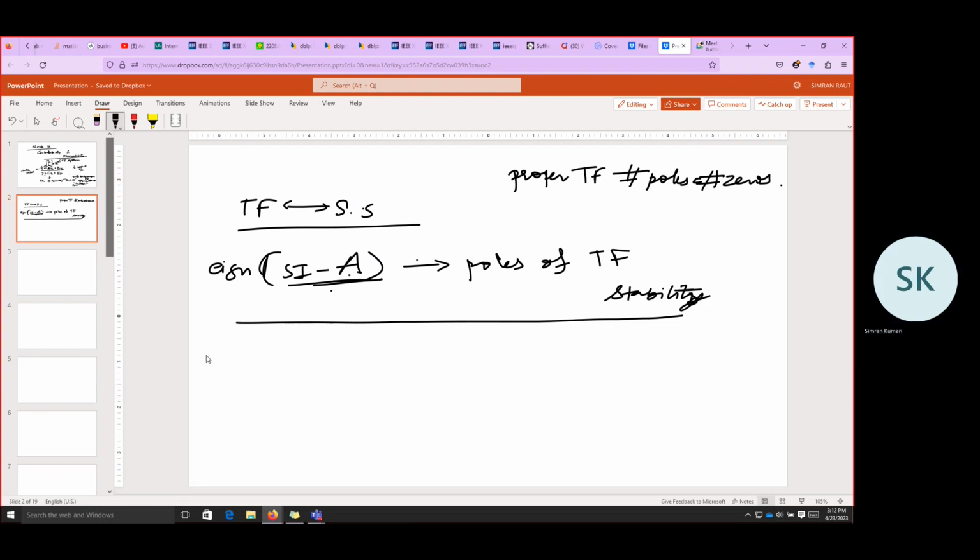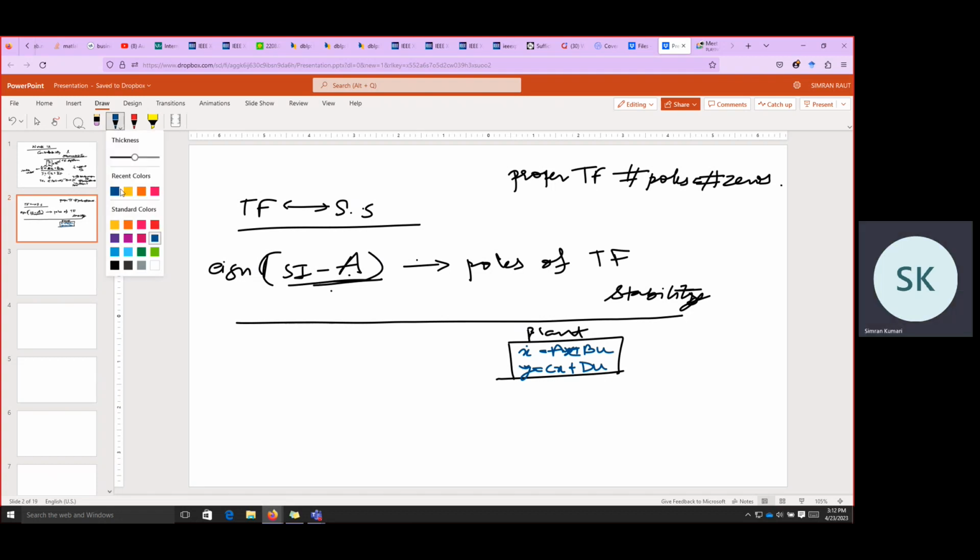Now we say that this is the system, this is a plant, x dot equals Ax plus Bu, y equals Cx plus Du. So from there we know how this system behaves and whether that system is stable or not.